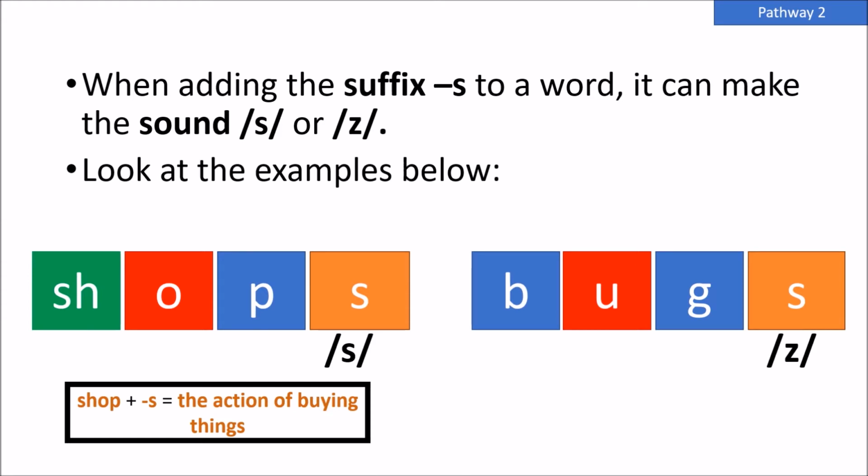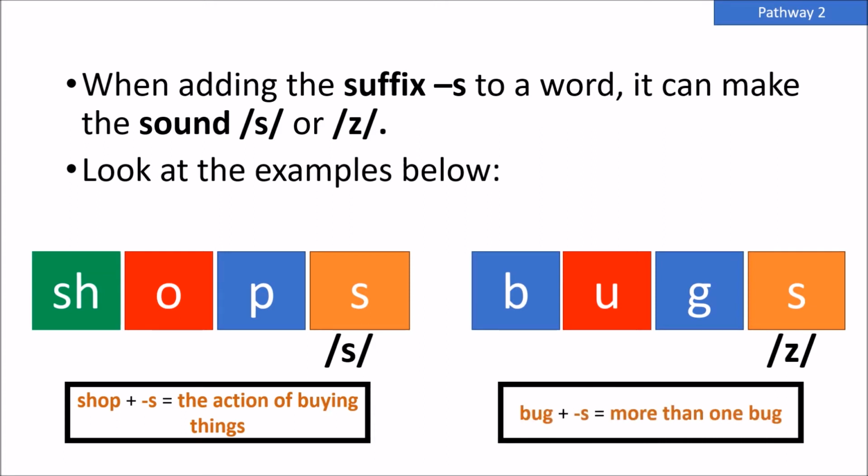Now let's look at the word bugs. You should notice when I pronounce the word bugs is that the suffix s makes the z sound. And so when we look at this word, the base word is bug, which is a noun. And so when we add the suffix s to that noun, bug, it means more than one. So bugs would mean more than one bug.